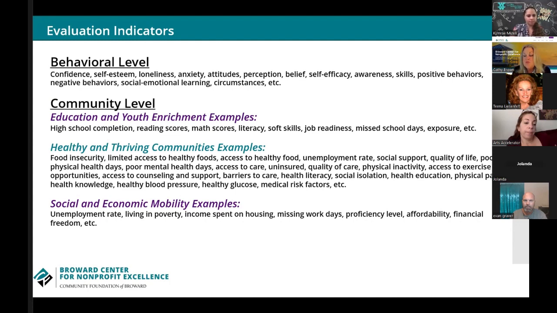Under healthy and thriving communities, some of the indicators that we look for are things like how you're addressing food insecurity in a specific area. Or maybe they're facing limited access to specific healthy foods, and a garden project is going to help grow that access. Lots of different examples there. Social and economic mobility, you see anything from the unemployment rate to looking at and impacting those living in poverty.